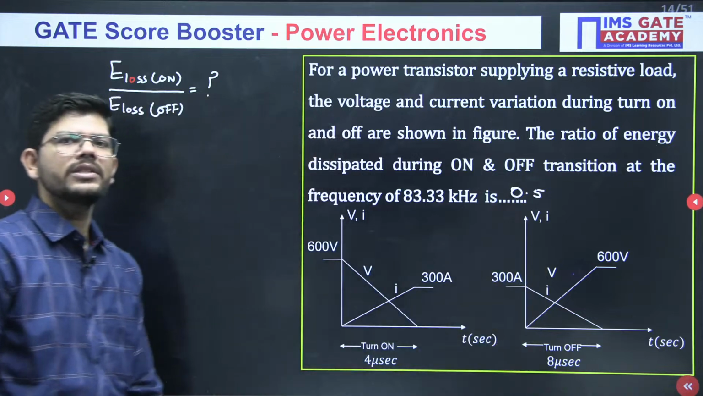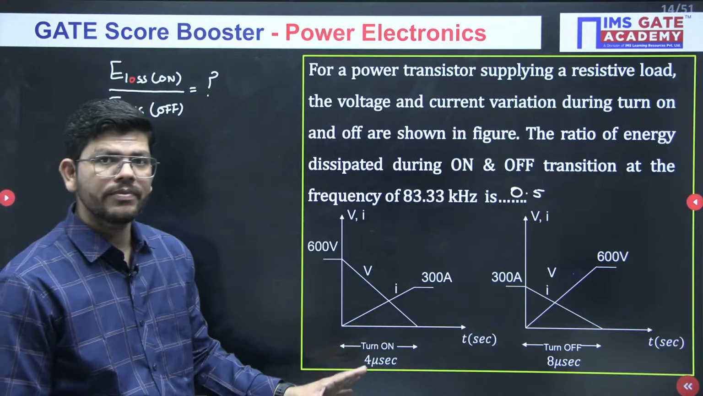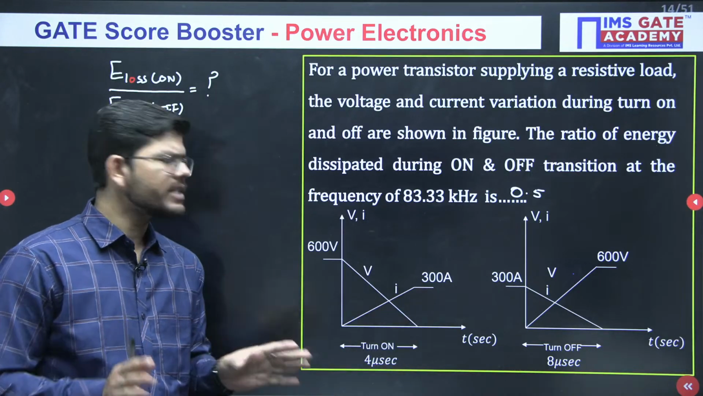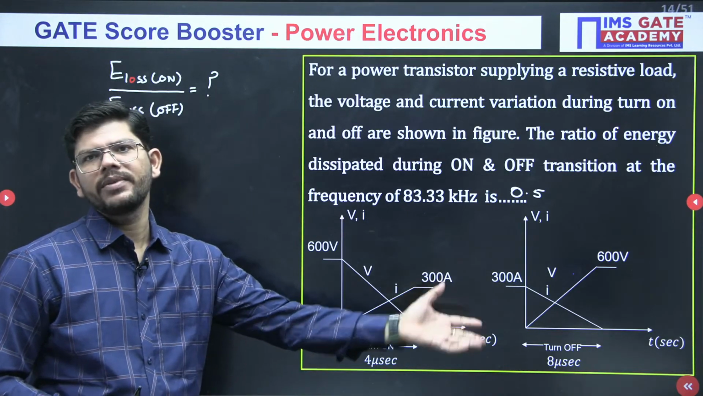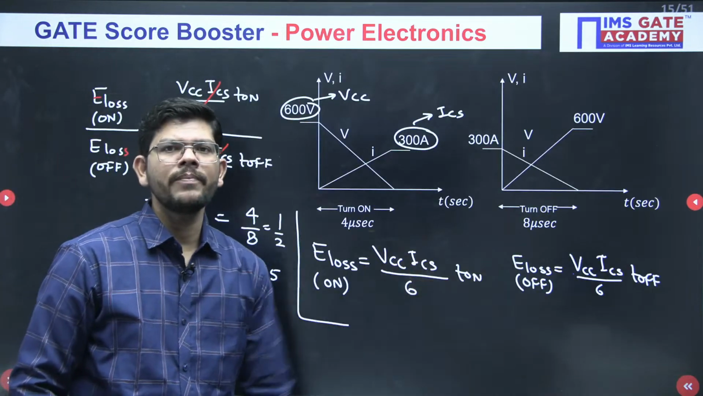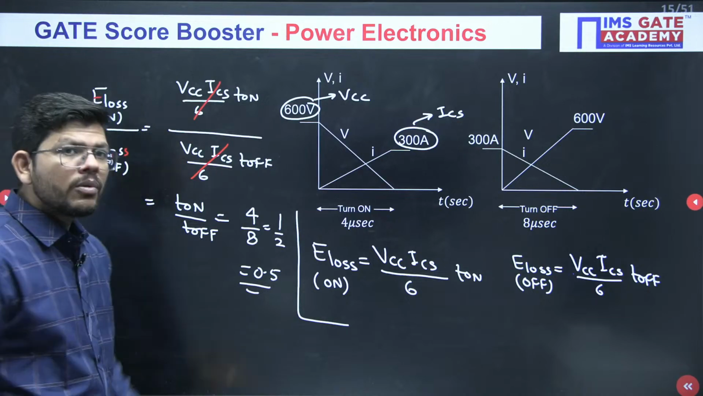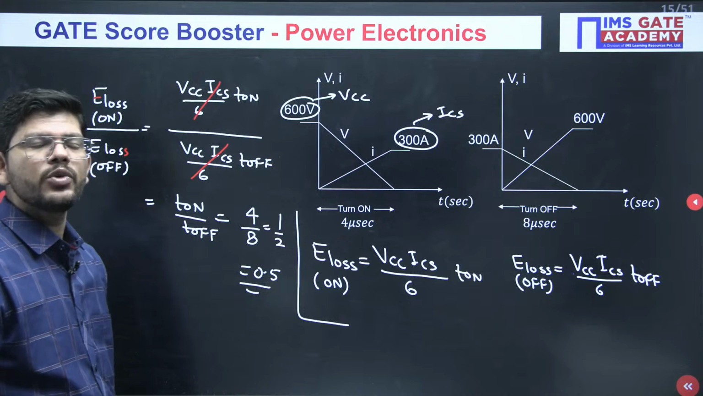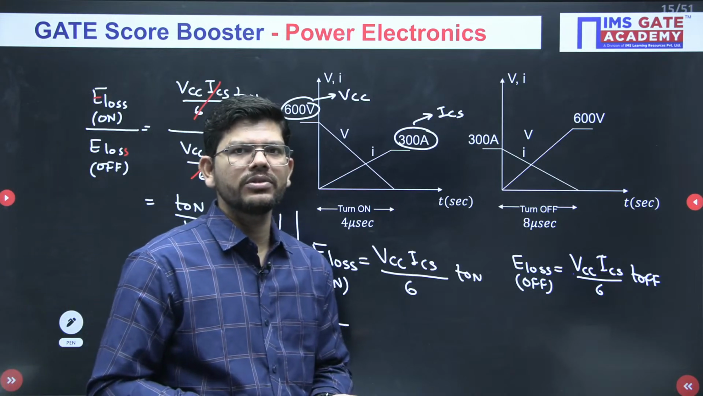So the answer will be 0.5. This is how you have to approach these questions if you have a similar characteristic. If your characteristic is exactly matching, this is like a gift, isn't it? We can directly use these formulas and approach the further solution. But if the characteristic is not matching this characteristic, you have to calculate the energy loss.